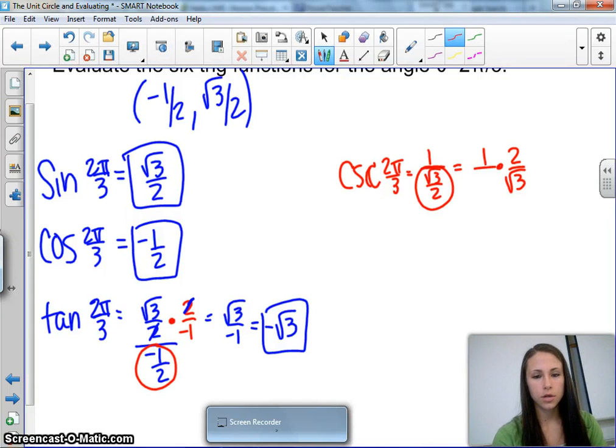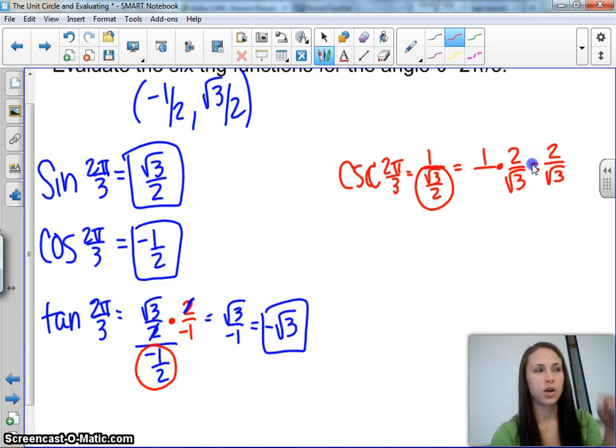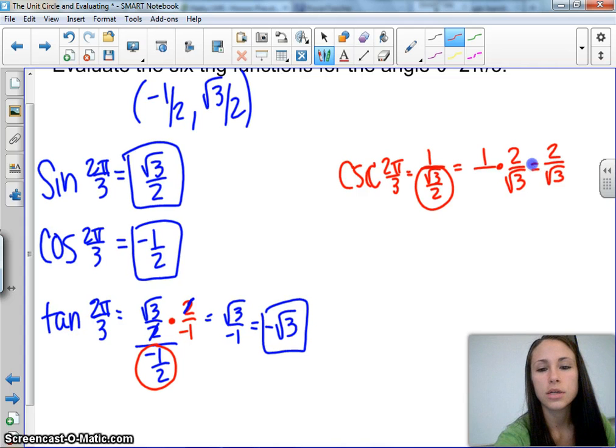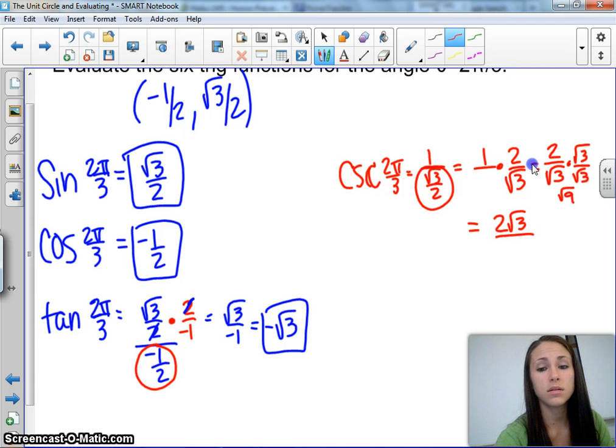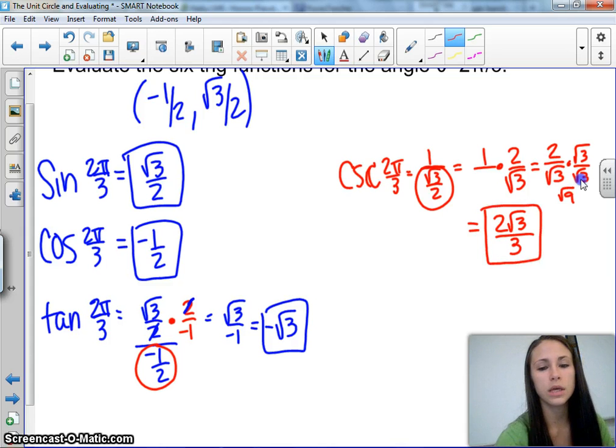Alright, so we left off here at 1 times 2 over the square root of 3, where we had flipped that bottom piece of the fraction. And so this is just going to leave me with 2 over square root of 3. And then I'm going to have to rationalize this. So I'm going to multiply by square root of 3 over square root of 3. And so then that's just going to end up giving me 2 square root of 3 over square root of 3 times square root of 3, which would be the square root of 9. And the square root of 9 is just 3. So you can think about these square roots as just canceling out and going away. So the cosecant there is just 2 square root of 3 over 3.